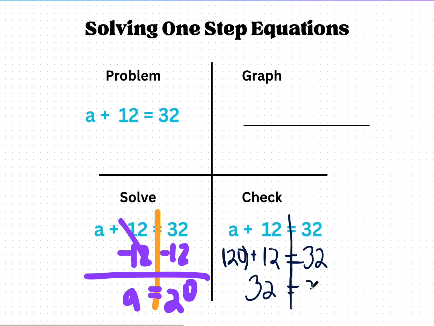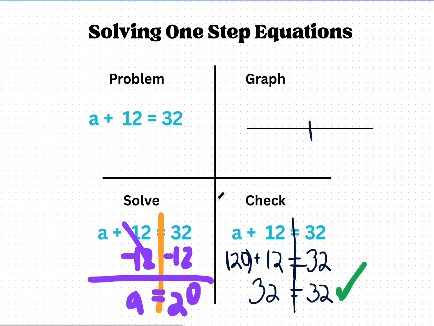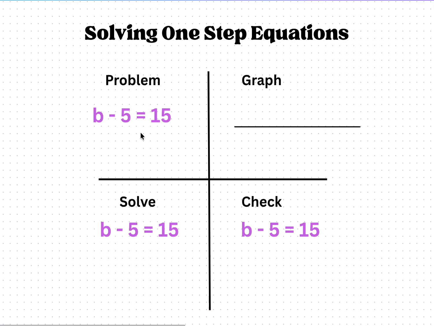Now, is 32 equal to 32? The student needs to ask themselves this to make sure they're correct. And if it is equal, then they're right. So now I need to graph the answer to my variable. So my variable was 20. So on my number line, I'm going to put positive 20 and a negative 20. And then I'm going to put a circle above positive 20 and fill it in because that's the only answer I could have.